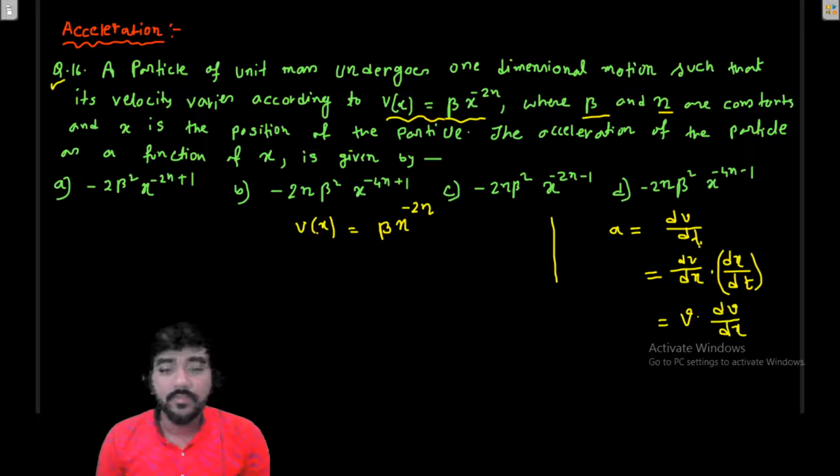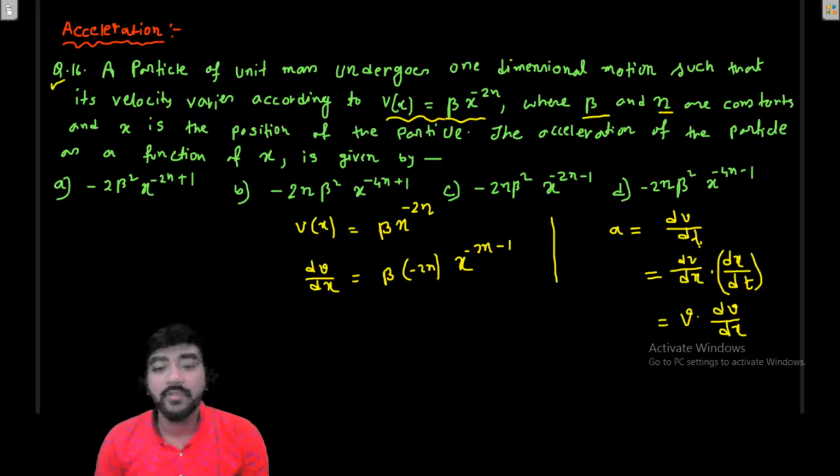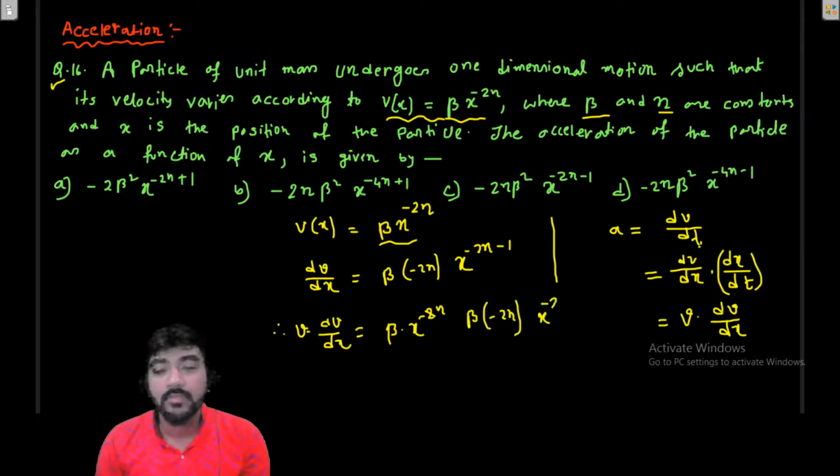So we just have to differentiate this function with respect to x first. So dv/dx will be beta into minus 2n into x to the power minus 2n minus 1, using the differentiation of x to the power n as n x to the power n minus 1. Now if you want to find v dv/dx, you have to multiply by v. So v is beta x to the power minus 2n, and we have beta into minus 2n into x to the power minus 2n minus 1.